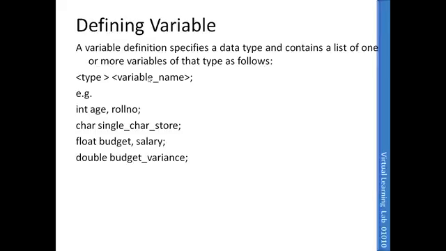Defining variables. In the syntax of defining variables, we first define which type of value we are going to store, and then the name of the variable. Likewise, int is the type of data we are going to store, and the names of the variables are age and roll number. Same with char, single char storage is the name of the variable. Float is the type of data, say budget or salary. Double, budget variance is the name of the variable. Int, char, float and double are data types, and age, roll number, single char storage, budget, salary and budget variance are the names of variables.